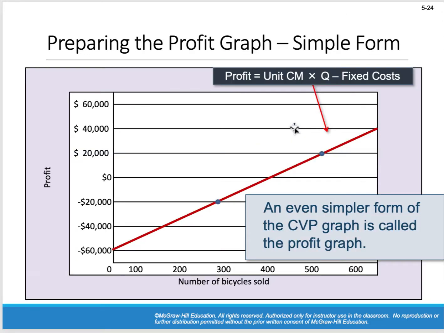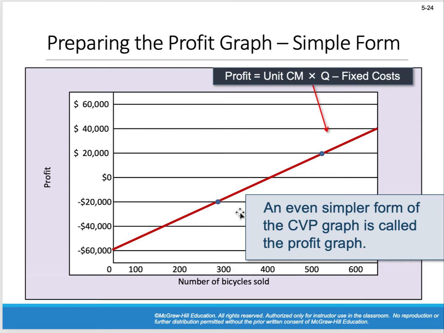Now, we can also take a simpler approach to the CVP graph, and we can look at what we call a profit graph. Now, the profit graph is going to be based on the equation that we have here, right? Profit equals unit CM times quantity minus fixed costs. And we can see what our profit graph looks like. So in order to plot the graph, what we need to do is compute the profit at two different sales volumes. Okay?